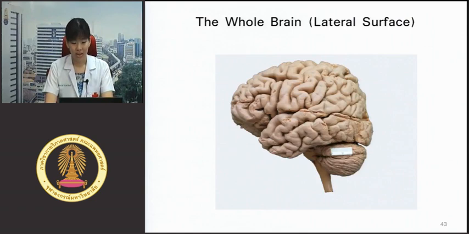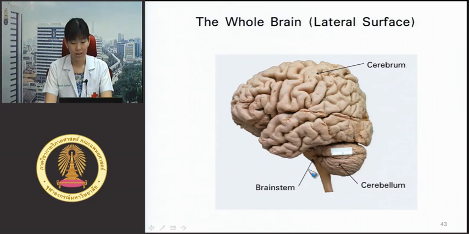Now we move on to the last section, the cerebellum. This is the picture of the lateral surface of the whole brain, which includes cerebrum, brainstem, and cerebellum. Note the position of the cerebellum relative to brainstem and cerebrum.